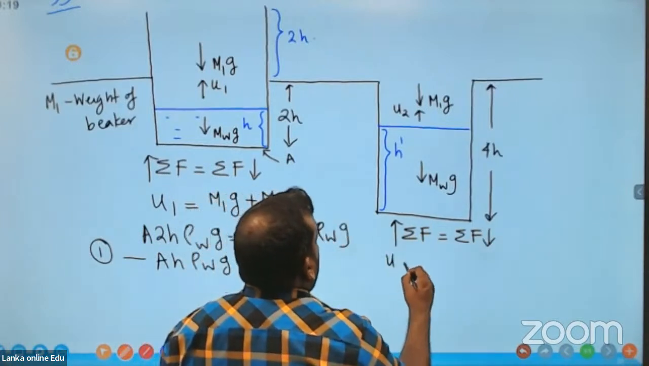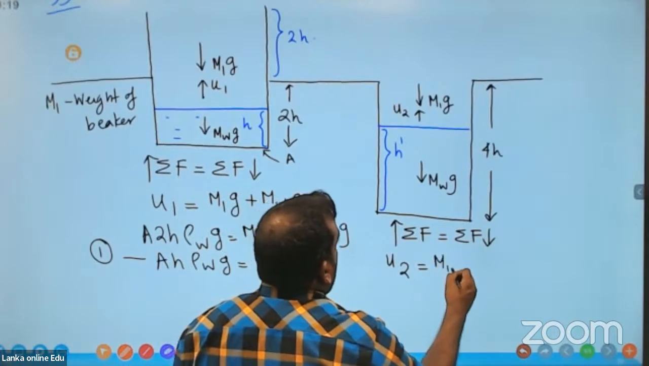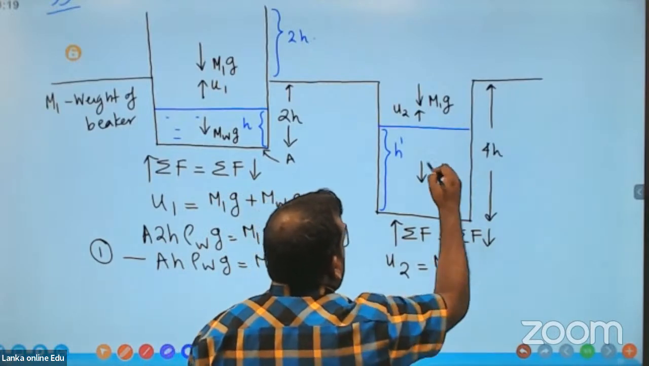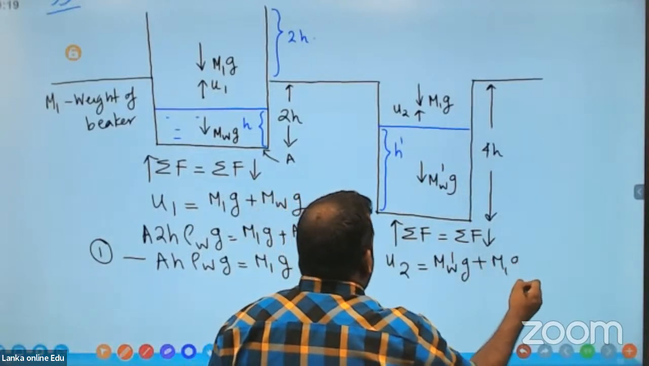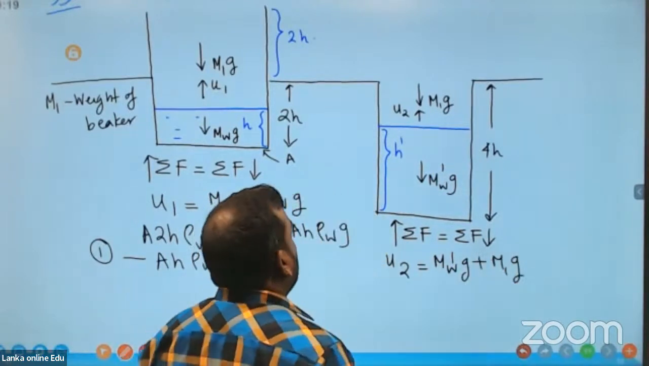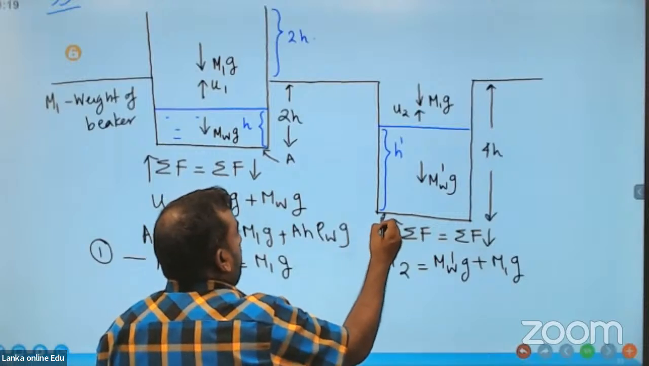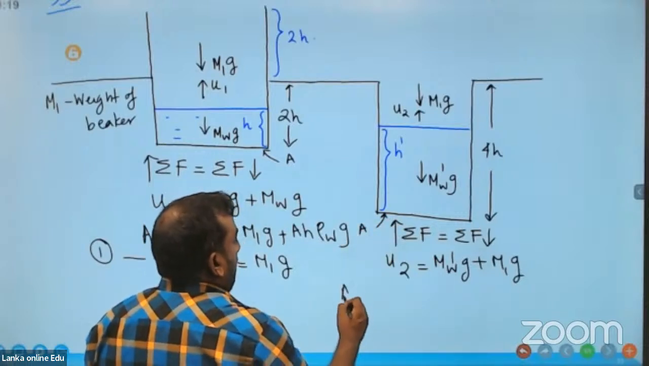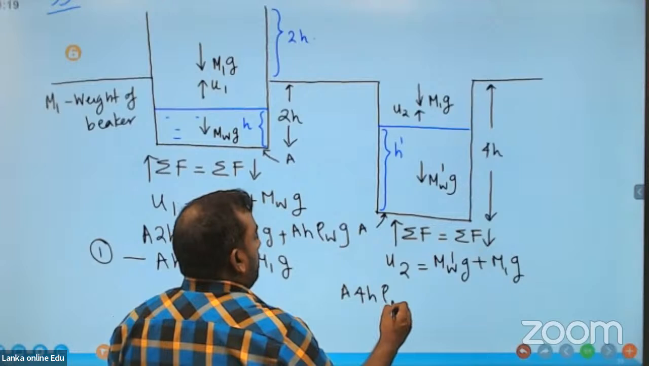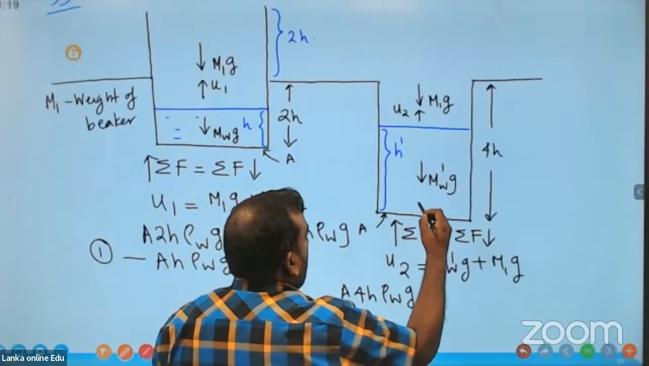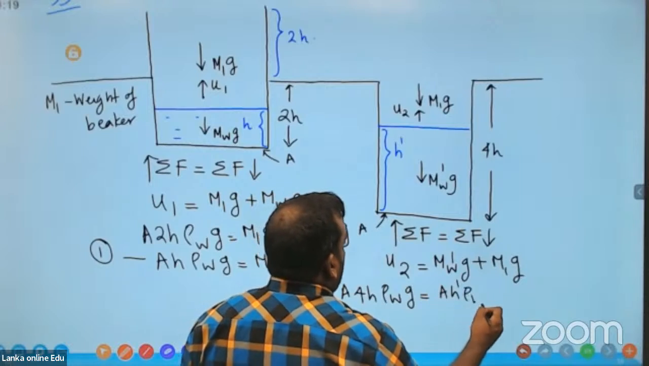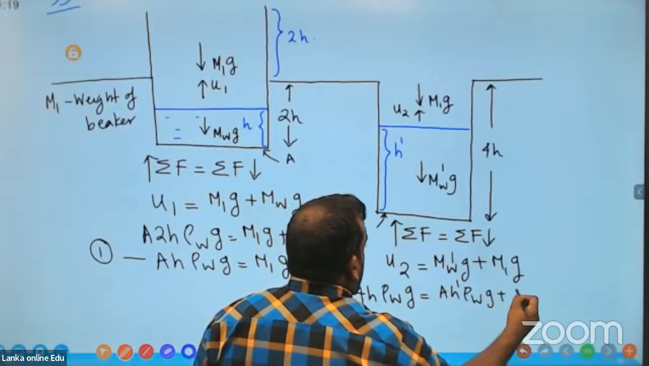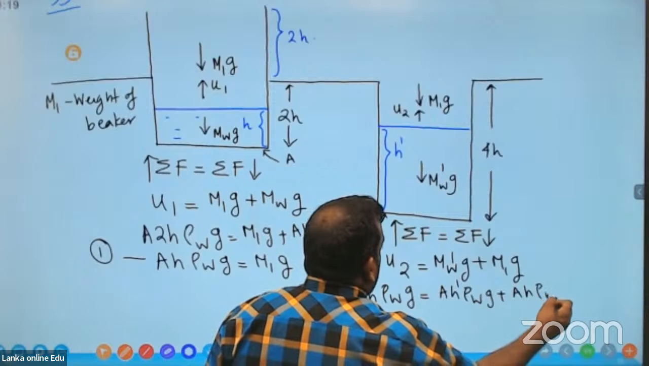Upward direction we have U2. Downward direction we have weight of water, M_w g dash, plus weight of the beaker. Weight of beaker already I have found. Upthrust is, don't forget the area, A times 4H rho_w g. Weight of water is AH dash rho_w g. Weight of the beaker is AH rho_w g.